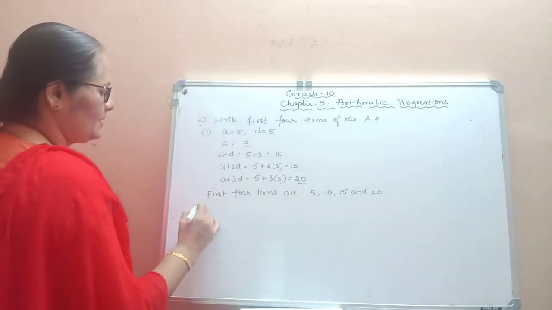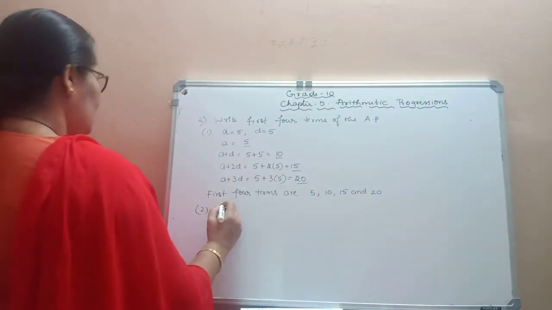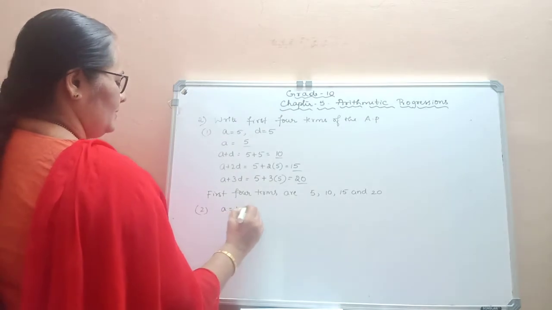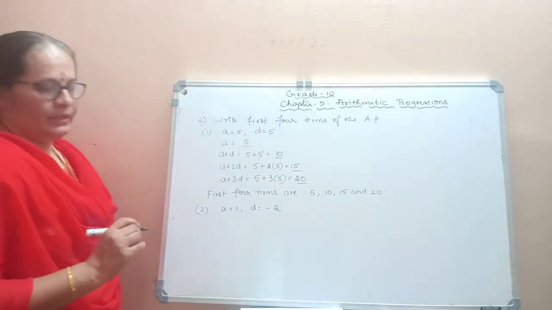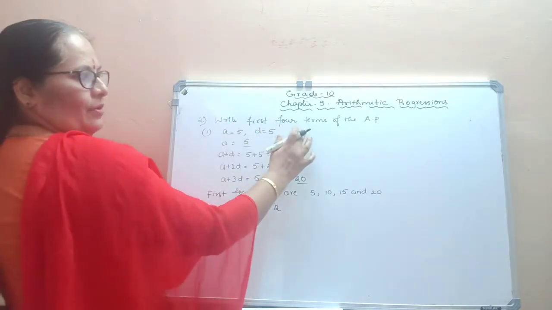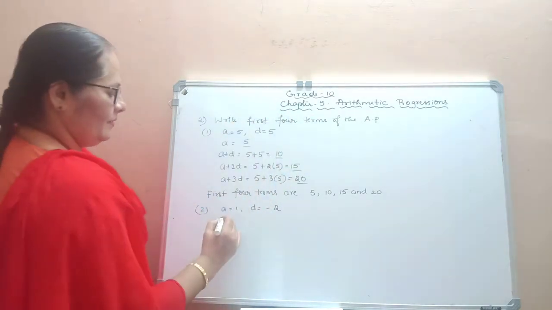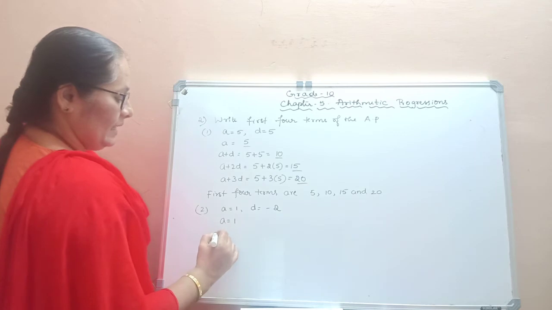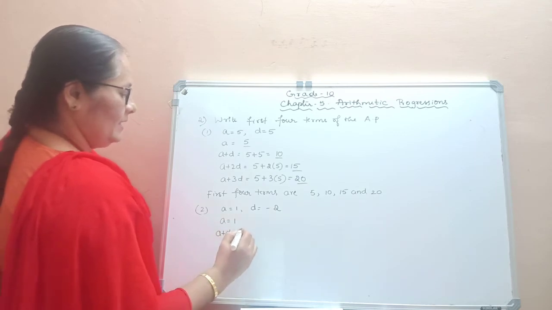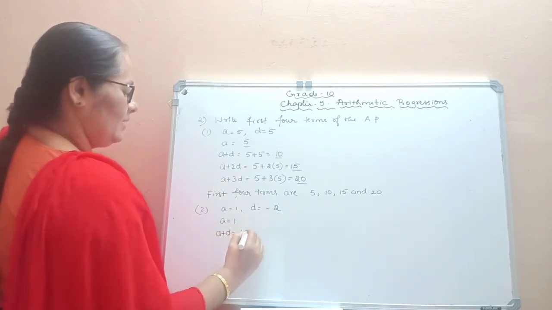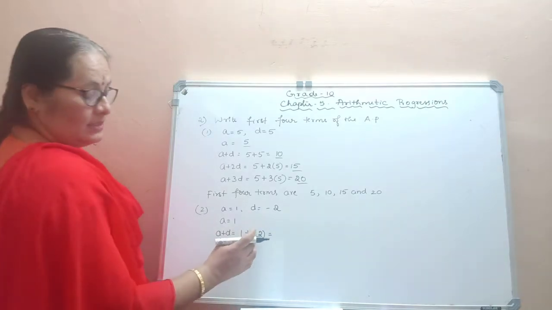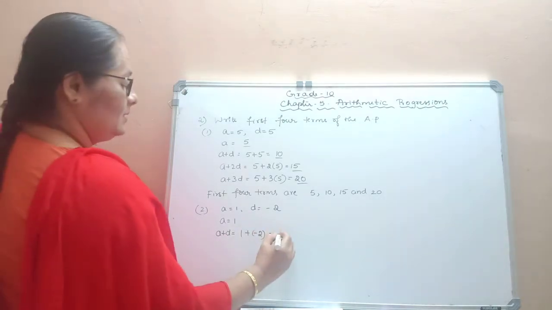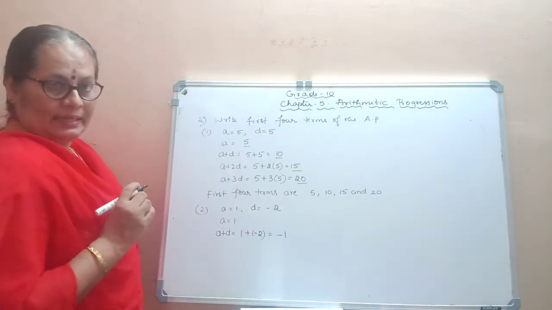We'll take one more example. A is 1, first term is 1, and the difference is minus 2. Now we have to find the first four terms of the AP. First term is 1. Second term is A plus D. That is, A is 1 and D is minus 2. 1 plus of minus 2 is minus 1. This is the second term.